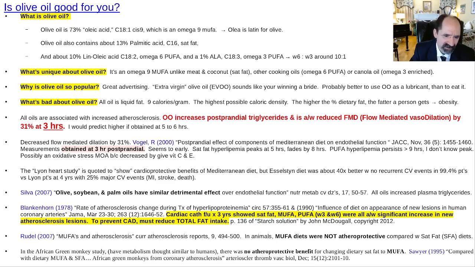Oil is highly processed stuff. It's not a naturally occurring food. Adam and Eve could not eat this stuff. Okay, Rudell's paper, MUFAs and atherosclerosis. Basically, in animals, the MUFA diets were not atheroprotective. There was an African green monkey study. African green monkeys are thought to have metabolism somewhat similar to humans. And again, no atheroprotective effect with diet, more MUFA, monounsaturated fatty acid.